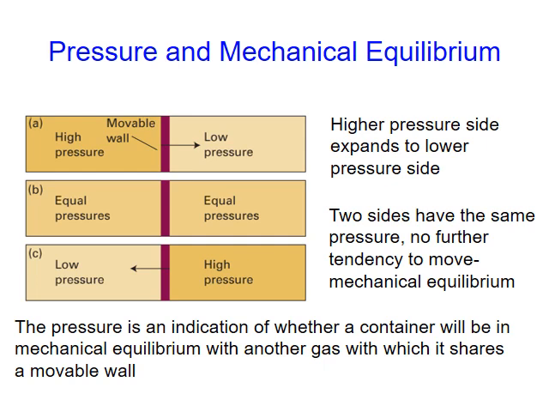The pressure is an indication of whether two gases are in mechanical equilibrium. For example, if two gases are separated by a movable wall, and if the movable wall moves to the right side, that indicates the left side has high pressure and the right side has low pressure. Conversely, if the movable wall moves to the left side, then the right side has high pressure and the left side has low pressure. When the movable wall doesn't move, that indicates the system is in mechanical equilibrium. The two sides have the same pressure.